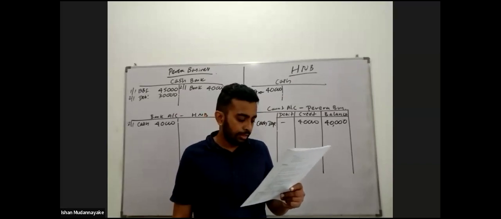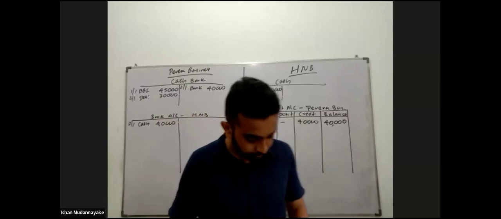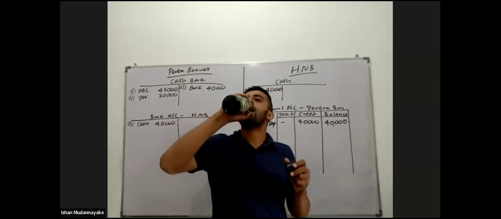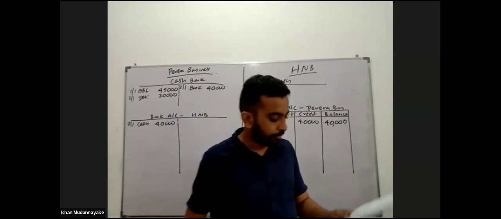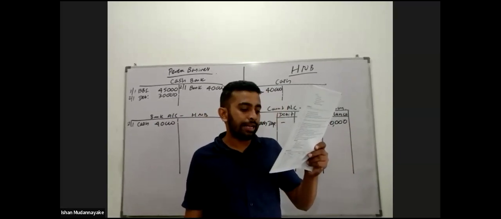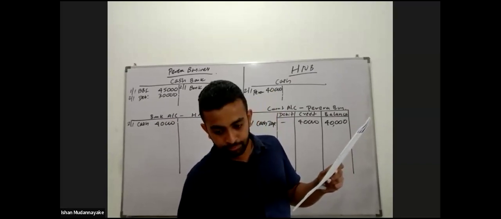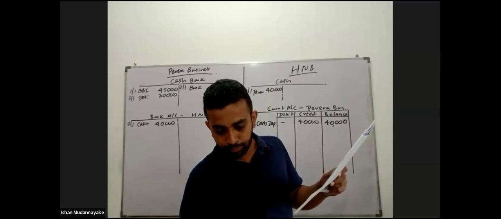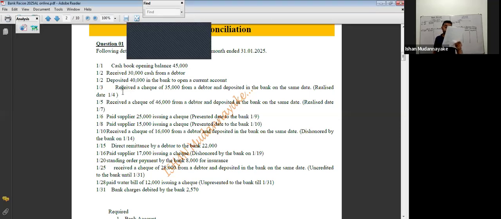Now look at the 3rd January transaction. On 3rd January, Pereira received a check of 35,000 from the debtor and deposited it in the bank on the same day. Realized date 4th January.